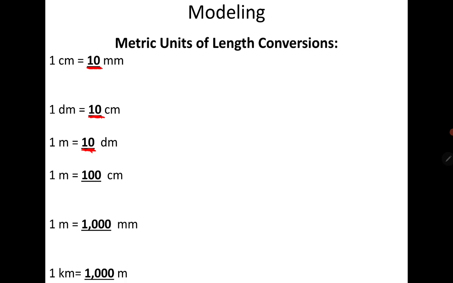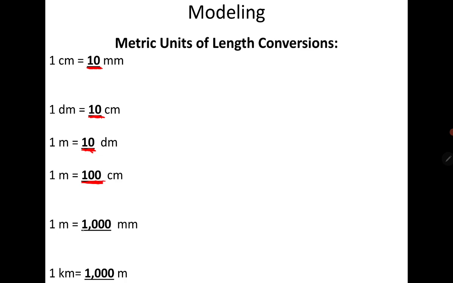And so 1 baseball bat, which is about 1 meter, would take about 10 credit cards lined up to equal the same length. 1 meter is also equal to 100 centimeters. And so it would take about 100 little fingernails lined up to equal the length of a baseball bat. And if you notice, that makes sense because if 1 meter is 10 decimeters and 1 decimeter has 10 centimeters, 10 times 10 equals 100. So 1 meter is 100 centimeters.